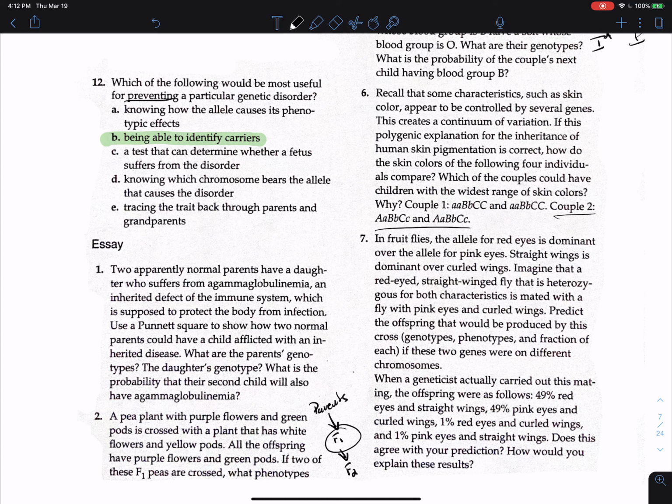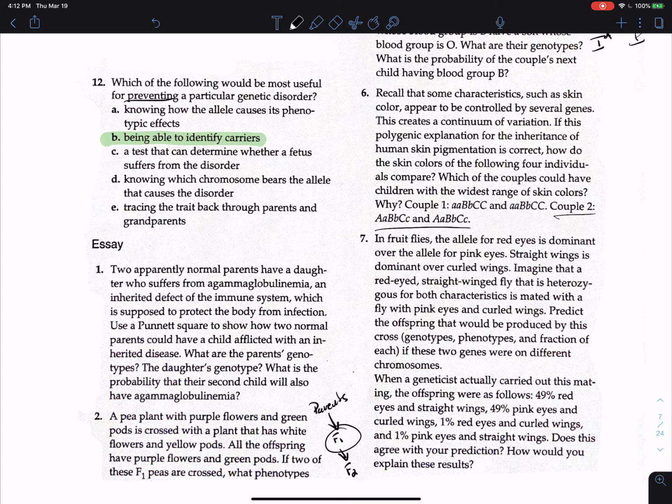So my particular prediction here would be 1/4 red eyes with straight wings. So this would be a heterozygous dominant situation, as in capital R, lowercase r, capital S, lowercase s. 1/4 red eyes and curly wings. So capital R, lowercase r, lowercase s, lowercase s. 1/4 pink eyes and straight wings. So lowercase r, lowercase r, capital S, lowercase s. And 1/4 pink eyes and curly wings. So homozygous recessive for both conditions.